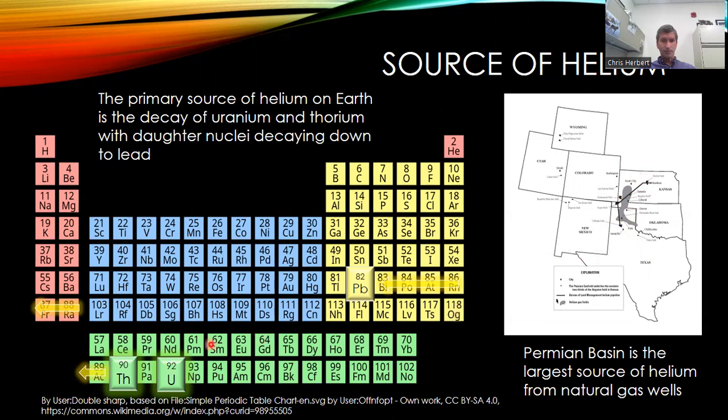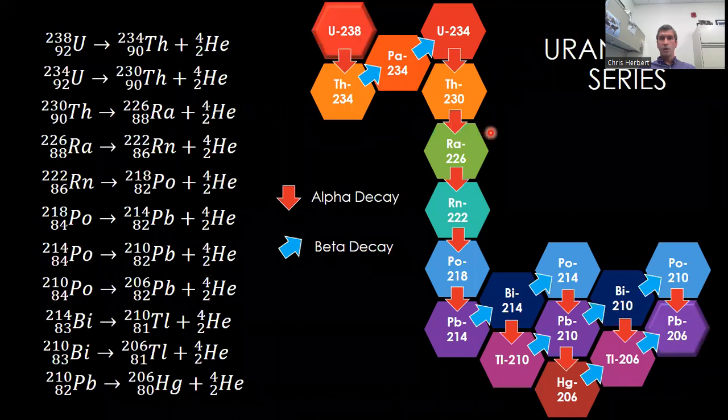And you can see here that uranium and thorium will decay via alpha decay and also beta decay. We'll get to that a little bit later. But as uranium and thorium decay and eventually settle down to lead, they generate a large amount of helium in the process. Here is one of the decay series. This is the uranium series, and what we see here is we start out with uranium-238.